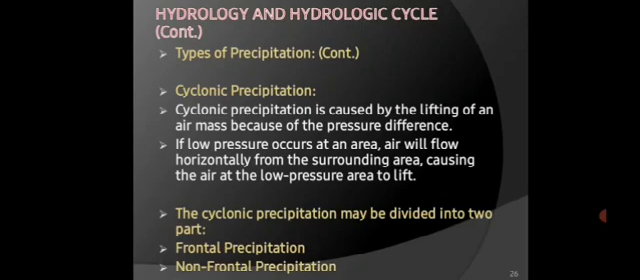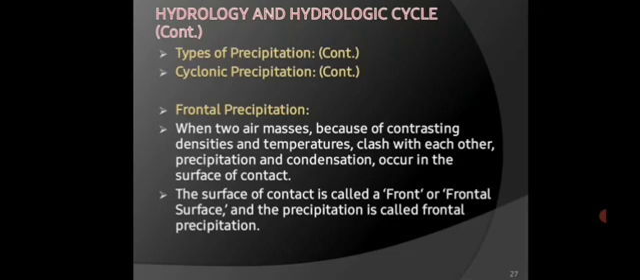Again, in detail, this cyclonic precipitation is divided into two parts: frontal and non-frontal. Let's see. Frontal. When two air masses, because of contrasting densities and temperature, clash with each other, precipitation and condensation occur on the surface of contact. The surface of contact is called a front or frontal surface, and the precipitation is called frontal precipitation.